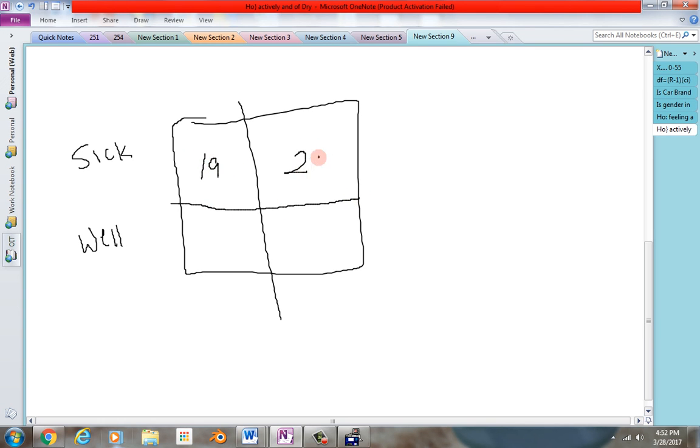19, 21, 18, 22, whatever. Basically, this is 40. And this is 40. Huh! This is 43, and this is 37. Again, for a grand total of 80. Who saw that coming? And here's my point.